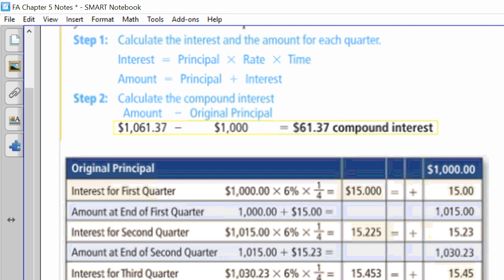Simple interest, you multiply everything together: the principal, the interest rate, and then the time. So for us, we're going to calculate 1 quarter. So it goes $1,000 times 6% times 1 quarter. But then we have to divide by 4 because the interest rate is per year. After 1 quarter, we make $15.